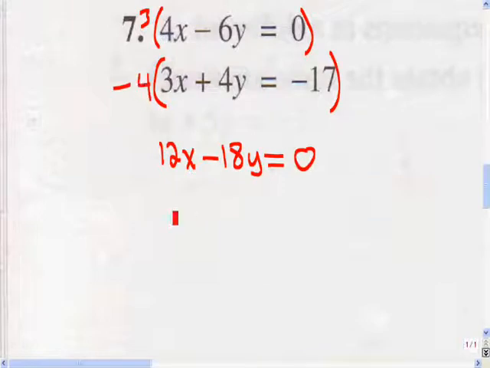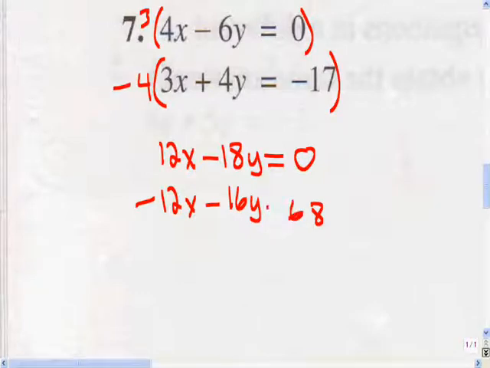Here we've got negative 4 times 3 is a negative 12x. Negative 4 times 4 is a negative 16y. And negative 4 times 17 is positive 68.